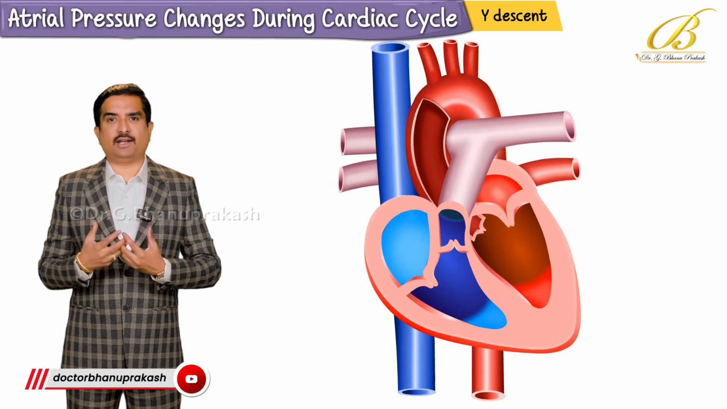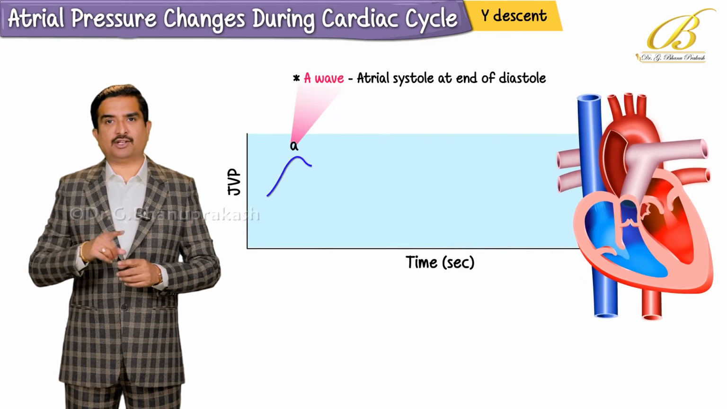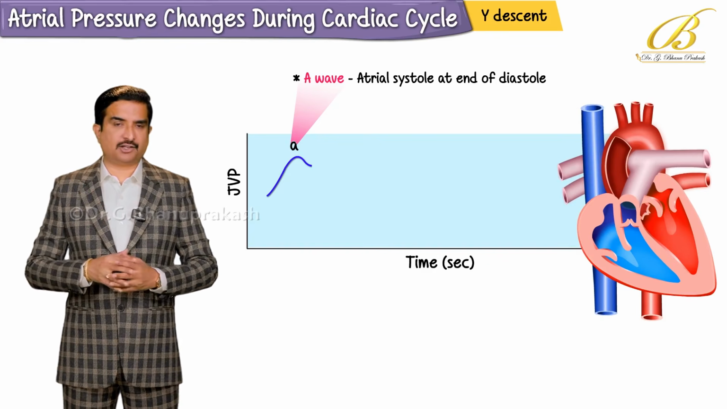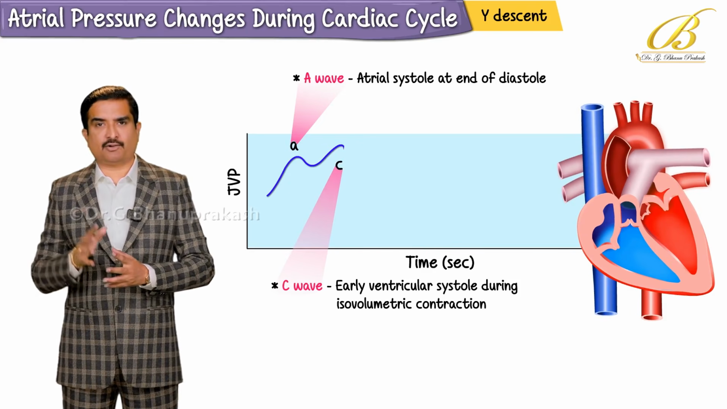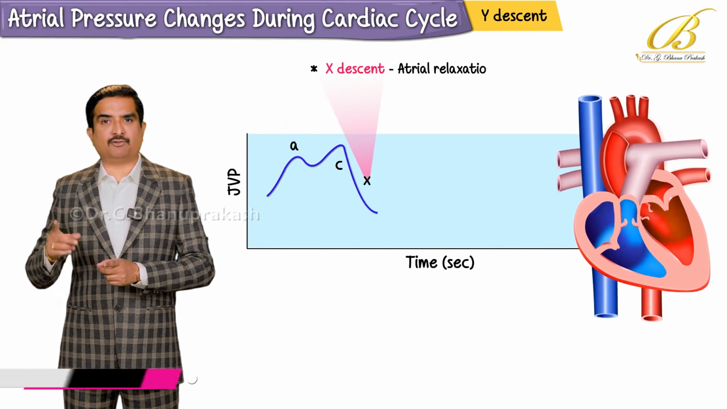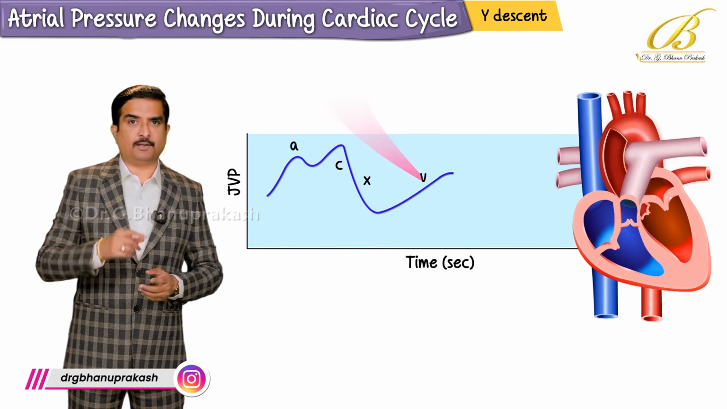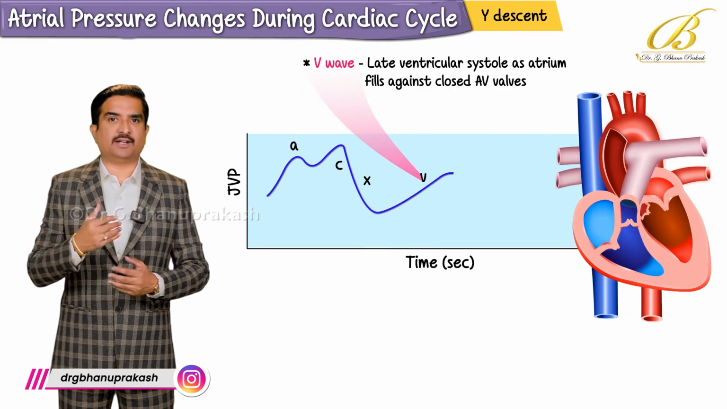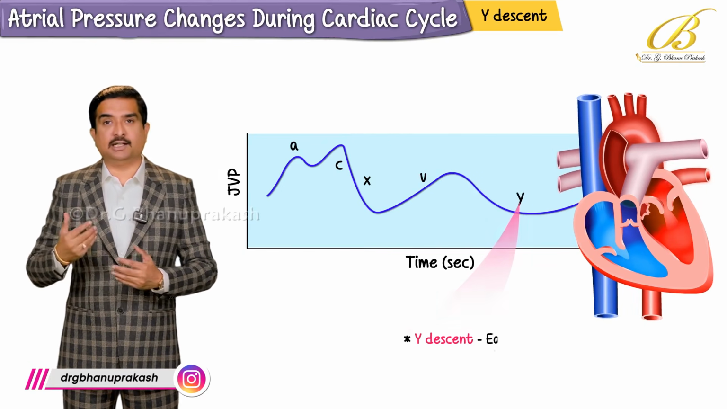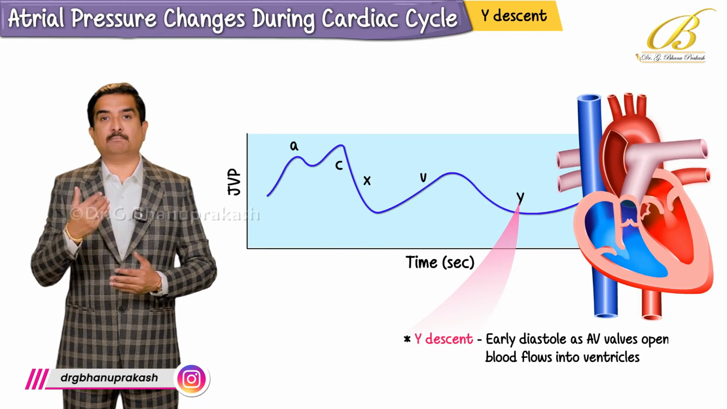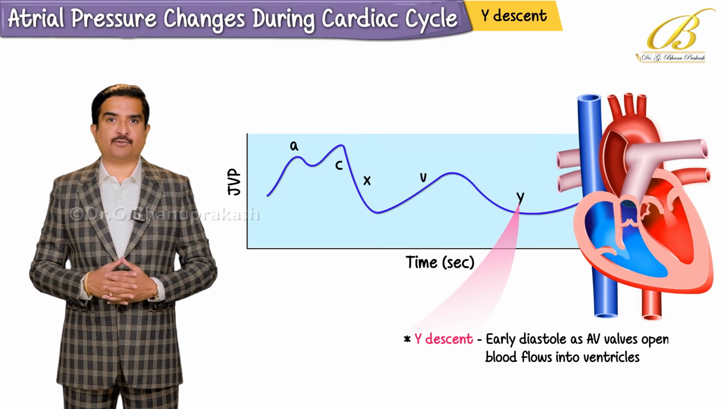Integrating the waves with the cardiac cycle, as a quick review: the A wave represents atrial systole, which is the end of ventricular diastole. The C wave represents early ventricular systole during isovolumetric contraction. The X descent represents atrial relaxation and downward displacement of the tricuspid valve during systole. The V wave represents late ventricular systole as the atrium fills against the closed AV valves. And finally, the Y descent describes early diastole as the AV valves open and blood flows into the ventricles. By this, we conclude this important topic of the atrial pressure curve.